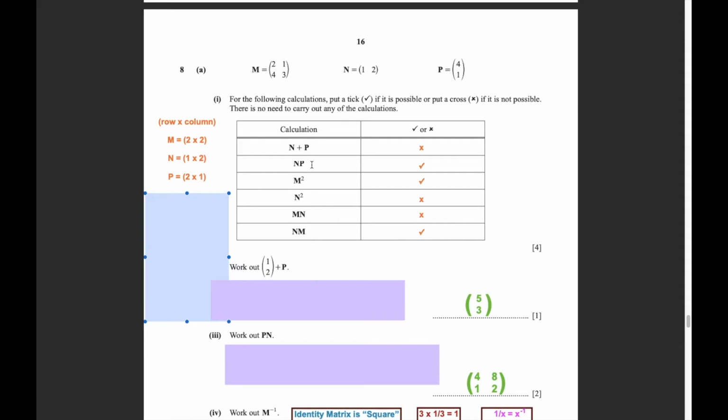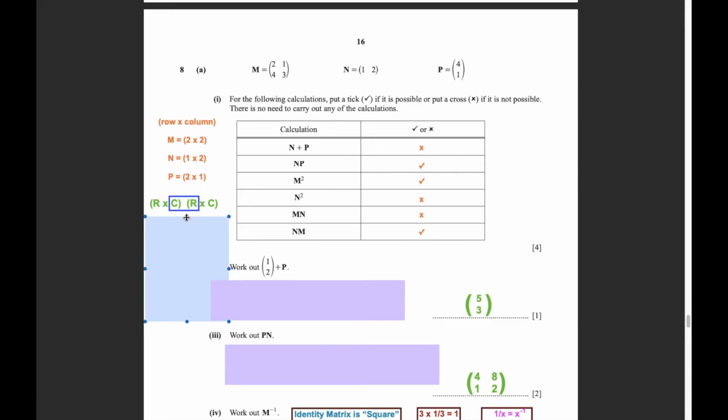Now we want to multiply N and P. Is that possible though? That is actually possible. So row by column, row by column. So let's say this is N. It has to be in the correct order. So 1 times 2, and P is 2 by 1. Notice that the column of N and the row of P are the same, meaning that you can actually calculate it.